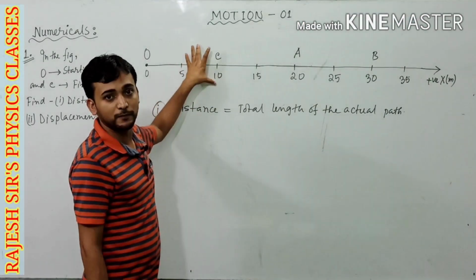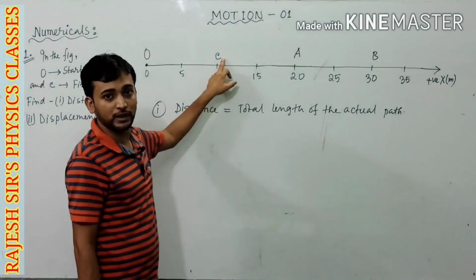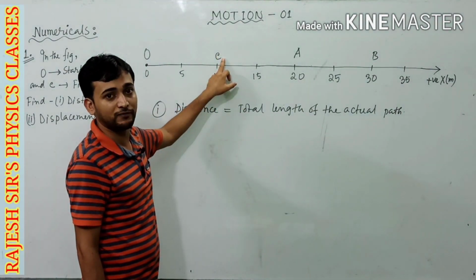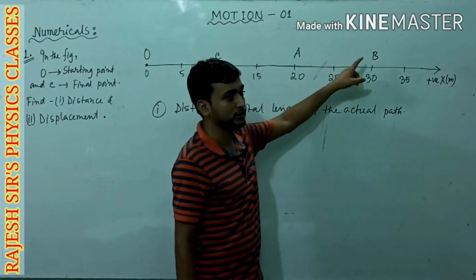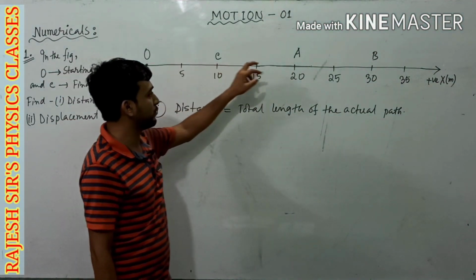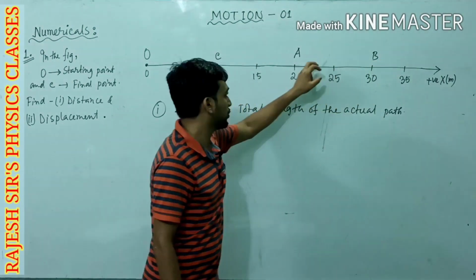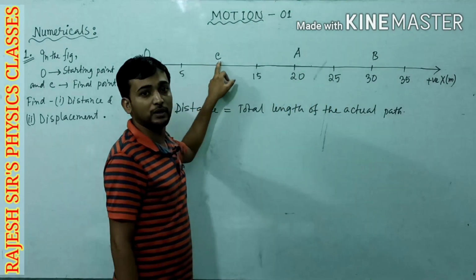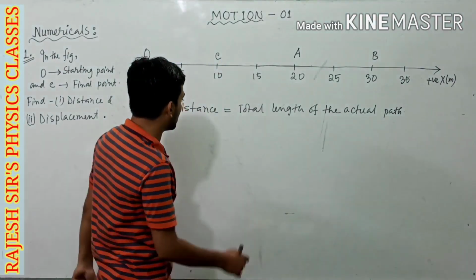Now in this numerical, you have to think it very carefully. C is the final point. Before C, what is the alphabet? B. So before C, what will be the position of the particle? B. Starting from this point O, it will come to the point A. After that, it will go to point B, and again crossing the point A, it will complete its journey at point C.